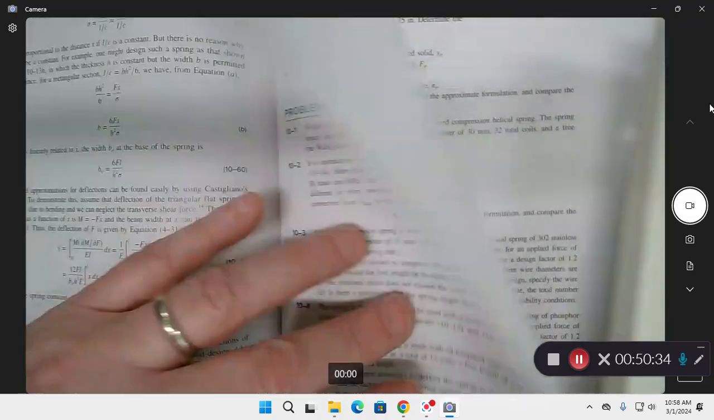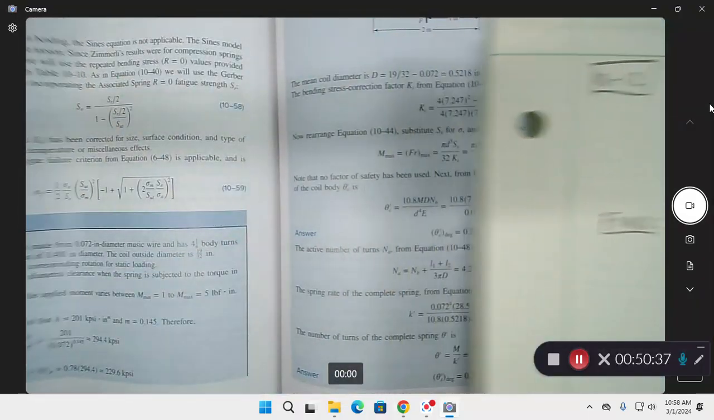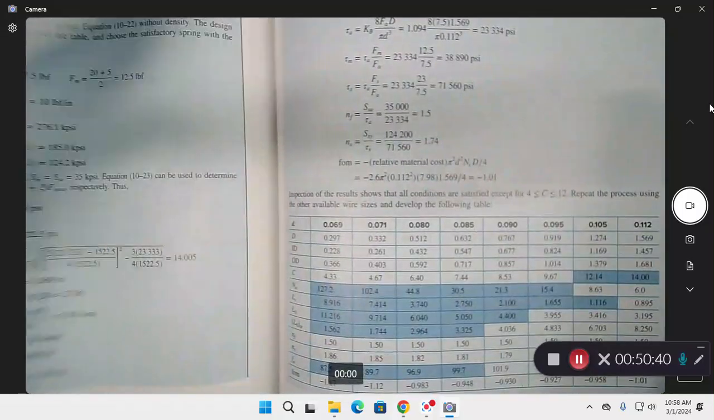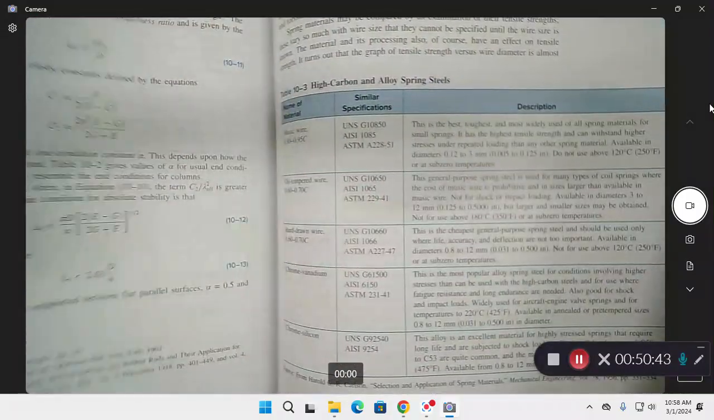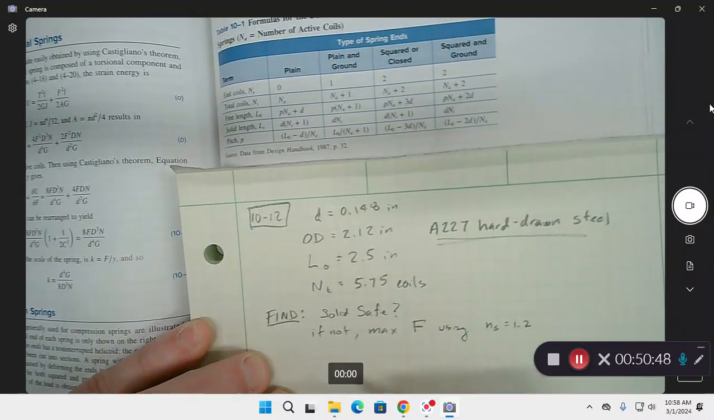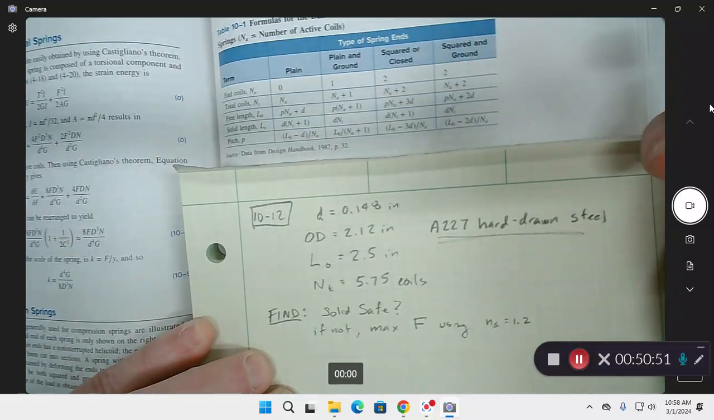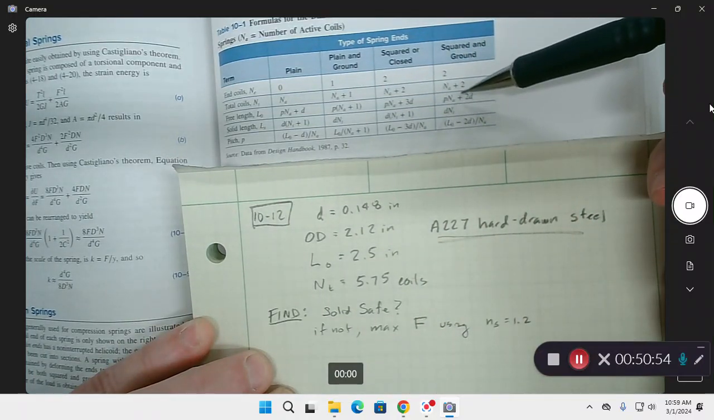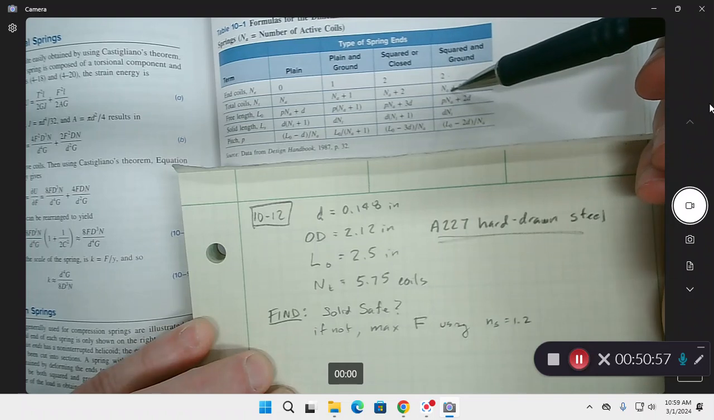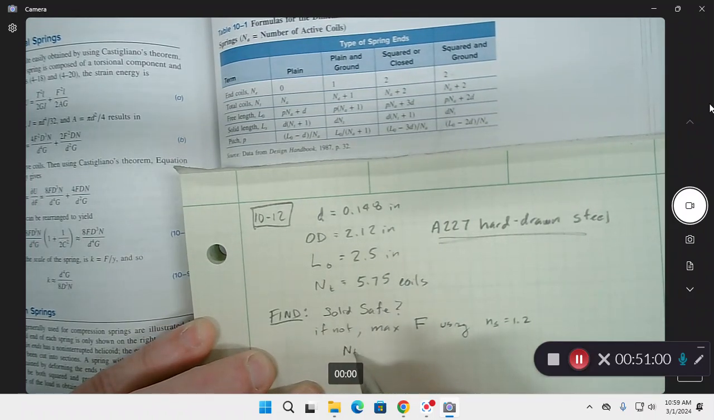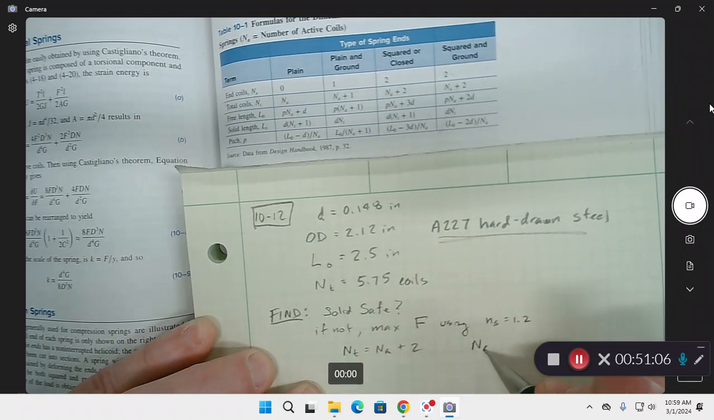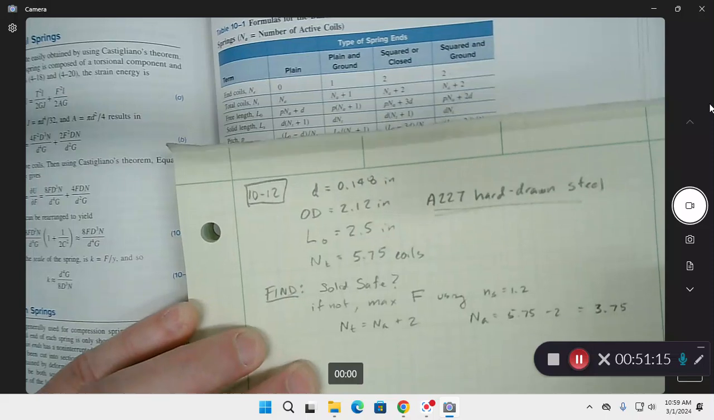So I think the number of active coils is probably the first thing to get into, and it's in the table early on. We go to here and find this is squared and ground. So you can see that we have two end coils, and that the number of active coils, the NT is equal to NA plus 2. Therefore, NA is going to be 5.75 minus 2, or 3.75 coils. I think so.